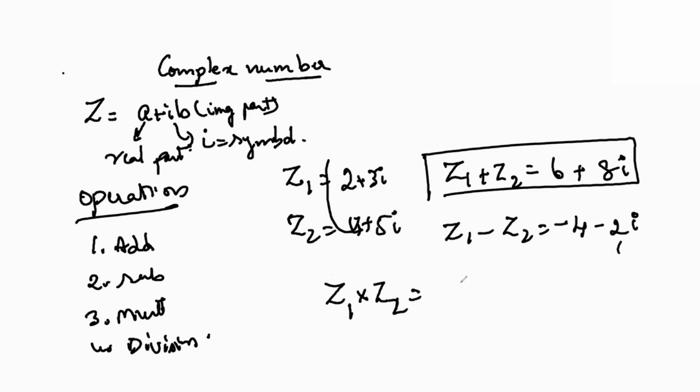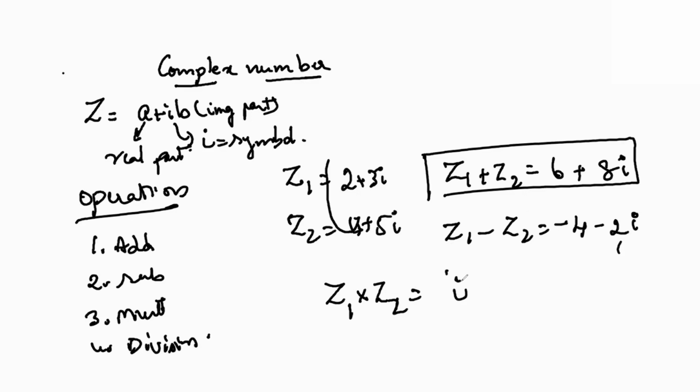But when it comes to multiplication, what will you do? Multiplication of the complex numbers is expansion, right? You use your FOIL method to expand them. Yes, correct. And then you combine it together and bring it to the standard form.